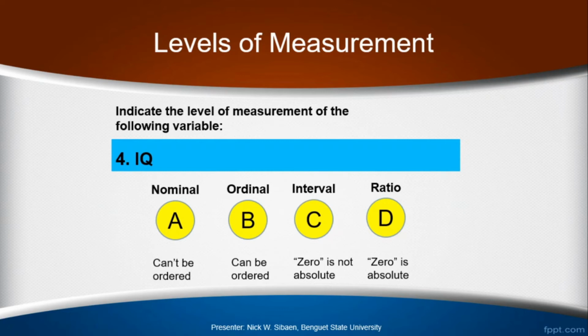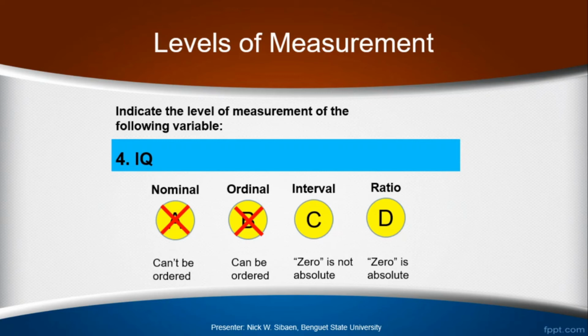IQ. How about this one? Intelligence quotient. What are the values for the variable IQ? Are they categorical or numerical? When someone asks you your IQ, what are the possible answers? You might say 90, 130. So the values of the variable IQ are numerical. Nominal and ordinal cannot be the level of measurement. Let's choose from interval or ratio.